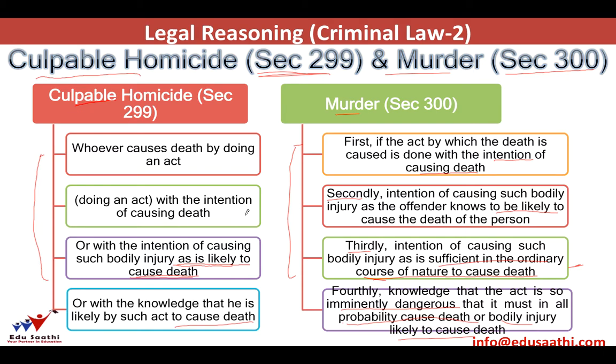So the difference is that in the case of culpable homicide there is a likeliness of causing the death, right? If you are throwing a stone or throwing a brick on a person, there is a likeliness of causing the death of that person. That brick might hit some other place, it might hit his shoulder, it might just give him a fracture or something.